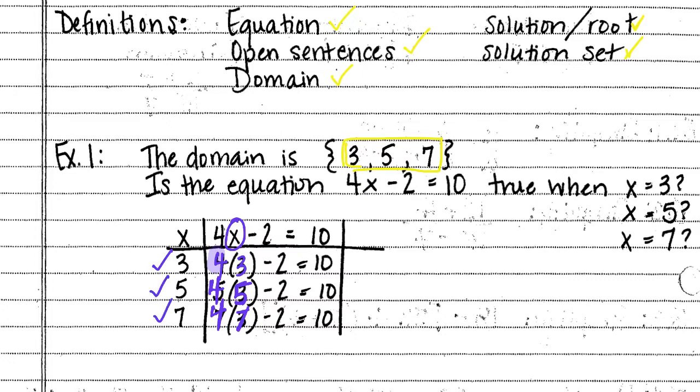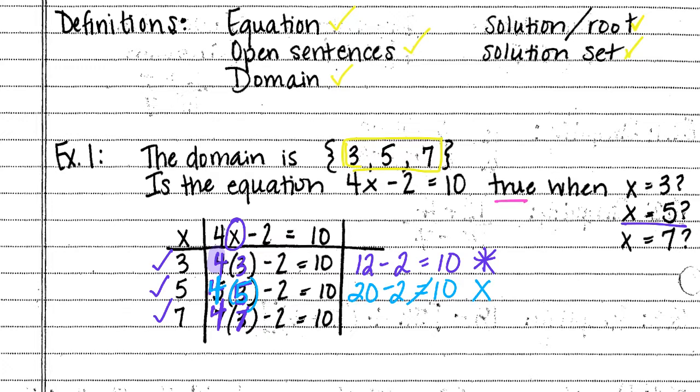So, is the equation 4x minus 2 equal 10 true when x equals 3? Well, let's start here. 4 times 3 is 12. 12 minus 2 is 10. Yes, that one is true. Is it true when x equals 5? Let's try. 4 times 5, hard to see, I apologize, my notes were wrong, is 20. 20 minus 2, does that equal 10? Well, no, it does not.